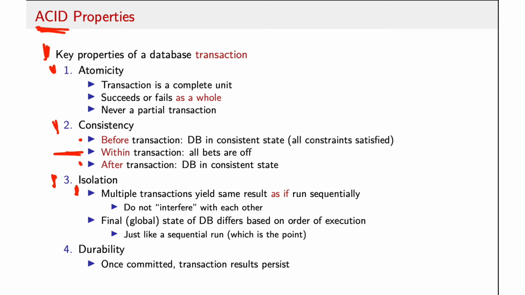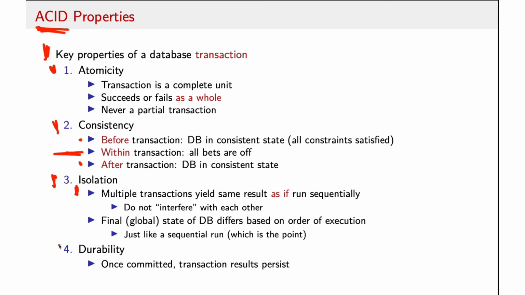We could have a bunch of transactions in flight all at once, and the database will reach a state that is consistent with all of those transactions executing in some order. Okay, so they don't interfere with each other. The final state of the database is going to reflect all of those transactions completing successfully as if they were run one after the other. So that's isolation. The transactions don't interfere with each other's behavior.